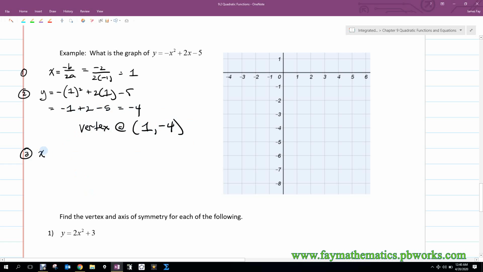Next thing we're going to do is let x equal 0. Remember, this is going to give me my y-intercept. We just do the shortcut, remember 0 comma c. So we got 0, and what's the c term? C term is negative 5. Where's my y-intercept? So let's graph it. Vertex at 1, negative 4. y-intercept at 0, negative 5.